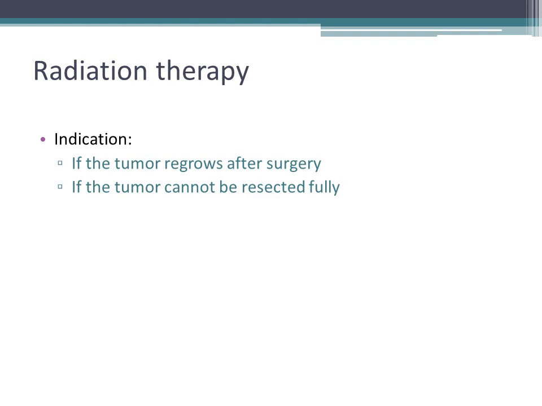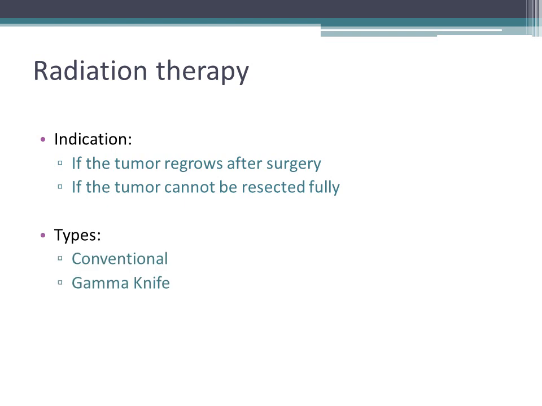Now, radiation therapy also has a role in those patients. When do we choose to send patients for radiation therapy? If the tumor regrows after surgery, that's one indication, or if the tumor cannot be resected fully. And also remember that in secretory pituitary adenomas, if we're unable to control the elevated hormone secretion by surgery and by medication, we also revert to radiation therapy.